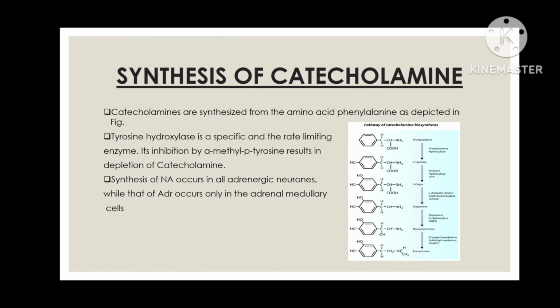The synthesis of catecholamine. Catecholamines are synthesized from the amino acid phenylalanine. As you can see, it is given in the figure. Tyrosine hydroxylase is a specific and the rate limiting enzyme. Its inhibition by alpha-methyl-p-tyrosine results in depletion of catecholamine. Synthesis of noradrenaline occurs in all adrenergic neurons, while that of adrenaline occurs only in the adrenal medullary cells.